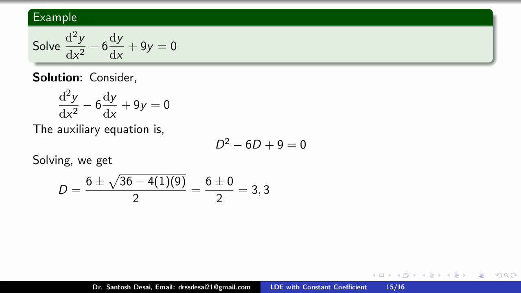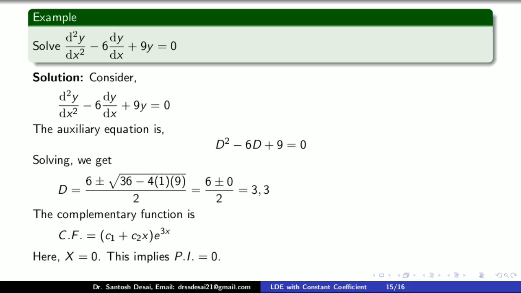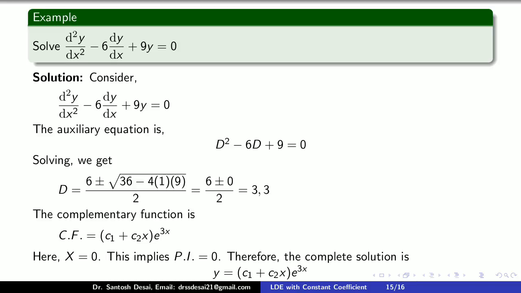Now if the roots are repeated, we know the rule 2. So therefore the complementary function is, first you take the term c1x plus c2. You can take c1x plus c2 or c1 plus c2x. So c1 plus c2x into e raised to 3x. This is the complementary function when two roots are repeated. And again RHS is 0, so therefore PI is equal to 0, and therefore the complete solution is y is equal to c1 plus c2x into e raised to 3x.